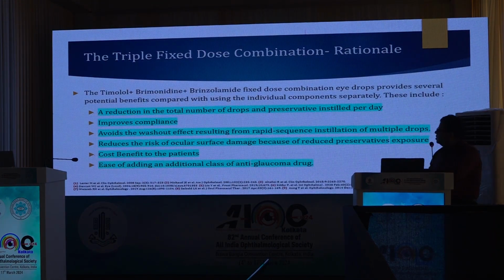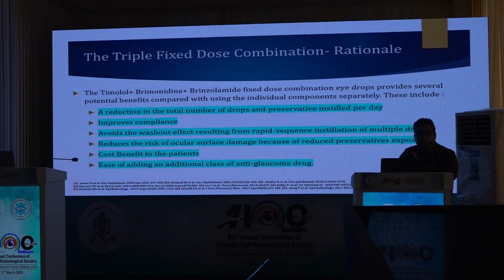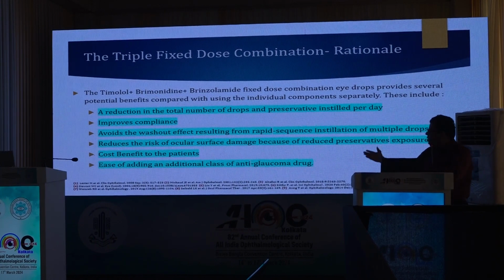Like I said, the same things: the reduction in the total number of drops, improved compliance, avoids washout, reduces the risk of OSD, cost benefit, and ease of adding another drug. Abhijit, can you tell us about that cost analysis that you did? So quickly, take the mic. 490 against individual drugs: if you give them separately, it's around 1000, and if you give 2 + 1, it's around 800. So the present market value of this triple combo is less than 500, and if you give the 3 ingredients separately as 3 bottles, it would be 1000. If you combine 2 of them as a combo in 1 bottle and give the third separately, it would be 800. I think that is the actual cost benefit data.